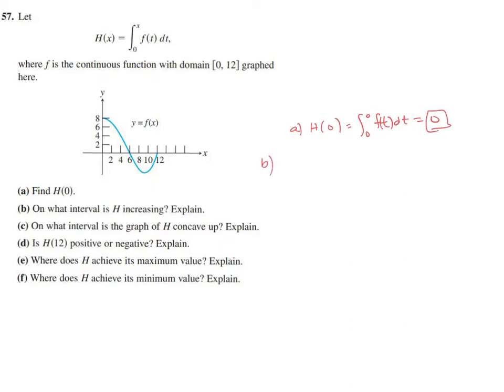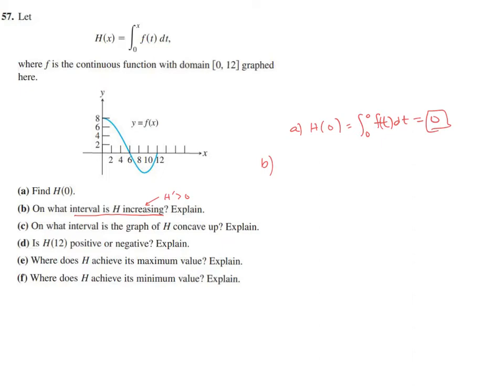All right. Now for B, it says on what interval is h increasing? So the way you need to think about this is quite simple. Don't get intimidated by the graph and all that stuff. Just ask yourself the question that you already know the answer to. When is any function increasing? A function, h, is increasing when h prime is greater than 0, right?